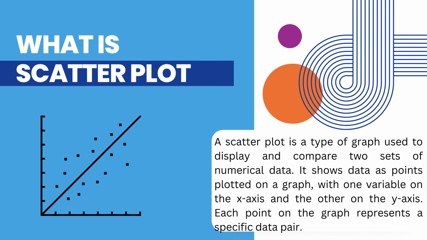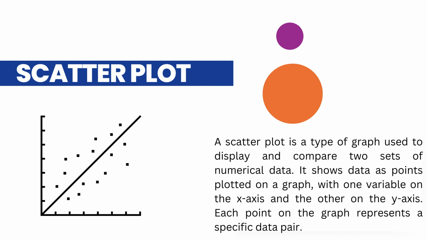What is a scatter plot? A scatter plot is a type of graph used to display and compare two sets of numerical data. It shows data as points plotted on a graph, with one variable on the x-axis and the other on the y-axis. Each point on the graph represents a specific data pair.